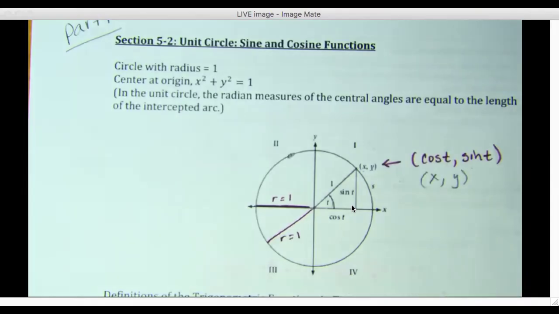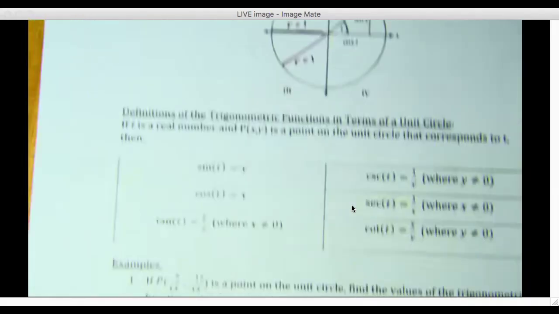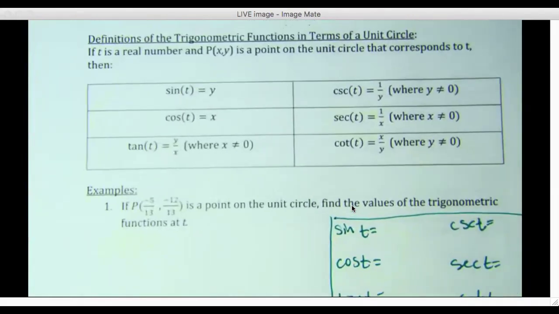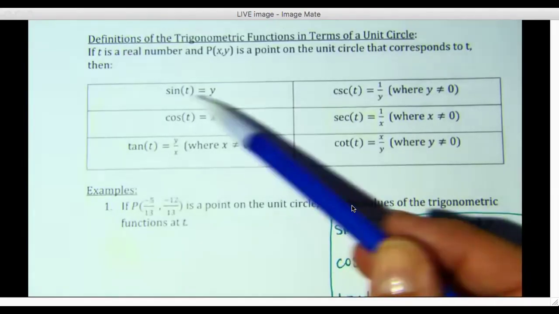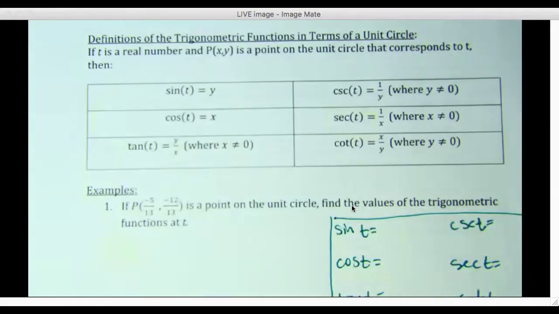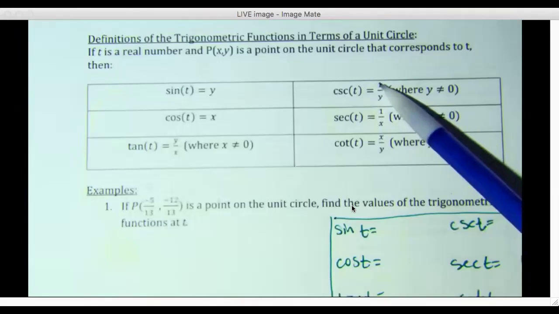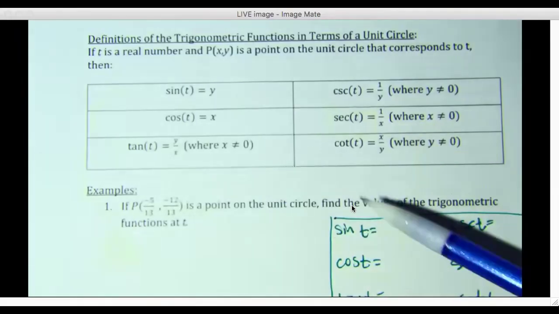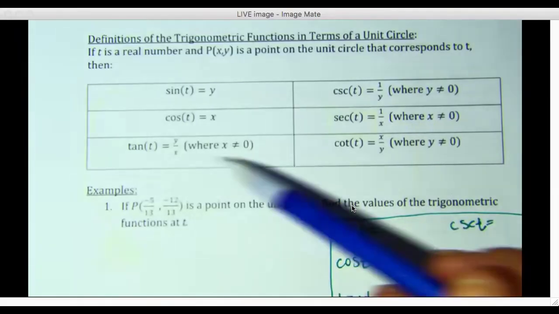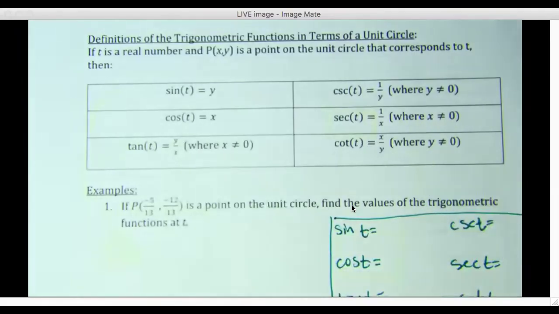We're going to be evaluating these trig functions if we know a point on the edge of the unit circle. So with the unit circle, sine is equal to the y value, cosine is equal to the x value, and cosecant is the reciprocal function for sine, so it would be 1 over y. Secant will be 1 over x, the reciprocal of cosine. And then tangent will be y over x, and cotangent will be x over y.